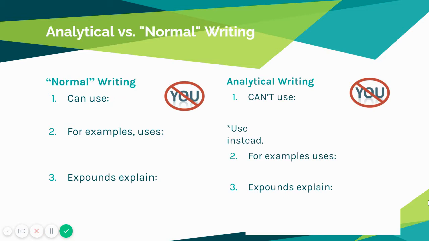All right. So what you would use in normal writing is I and me, right? You can use first person. But in analytical writing, we're never going to use first person. Even though we're expressing our ideas and our reasons and our support, we are not going to refer to ourselves in our writing. Instead, we're going to use people, many, some, society, readers. These are some other examples that you can use instead.